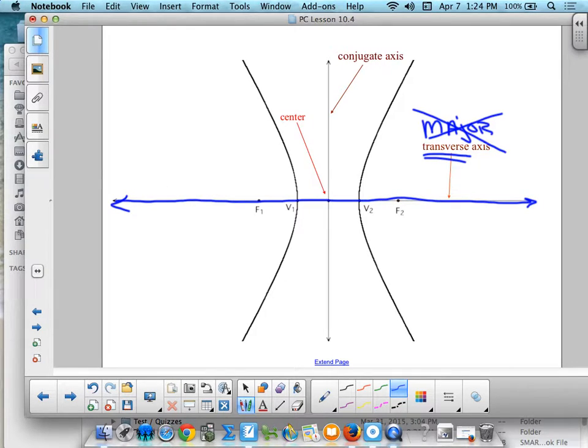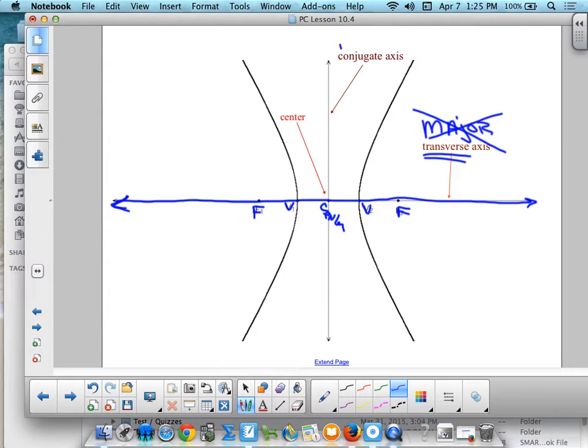What will be found on the transverse? The center, the vertex, the foci, the other vertex, and the other foci. So basically everything is found on the transverse.